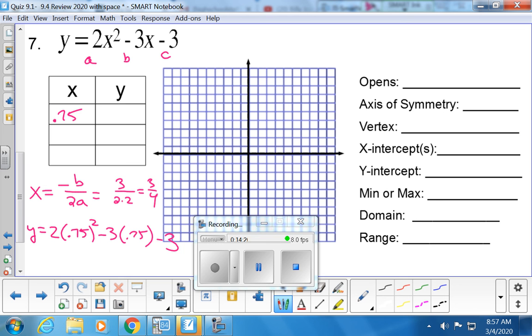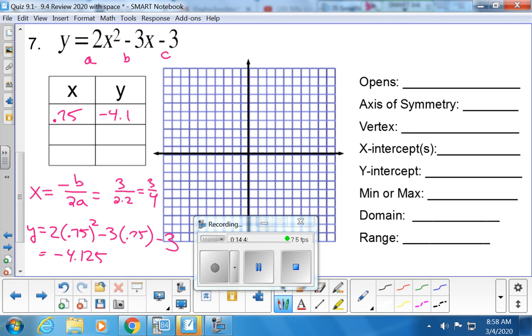Okay, what you're seeing right here is me putting my x value in, my 3/4, which is 0.75, in for x, here and here. The only way to get a y value is to plug in an x value. And when I plug it in, I get negative 4.125. I'll just go with negative 4.1.